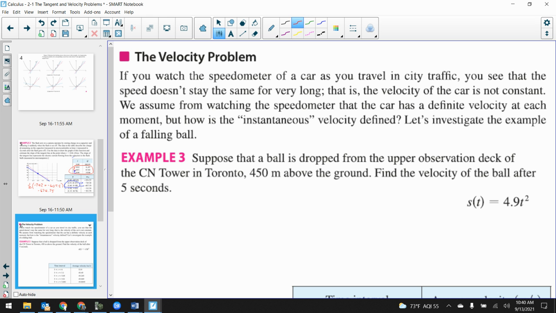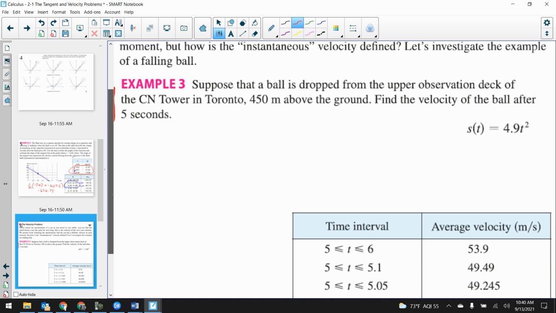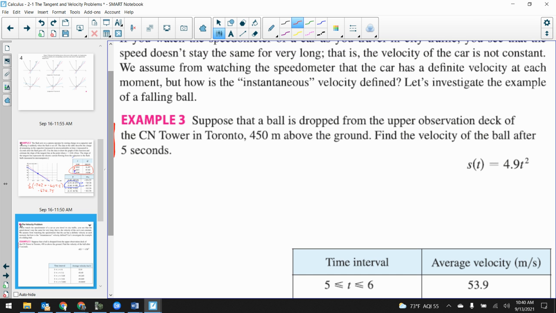So let's take, for example, here. Suppose that a ball is dropped from the upper observation deck of the CN Tower in Toronto, 450 meters above the ground. Ooh, I shouldn't show that real quick. Just keep that right there. Find the velocity of the ball after 5 seconds.